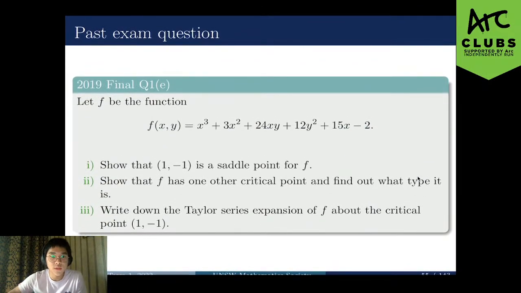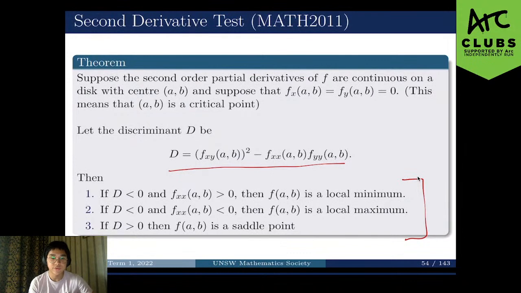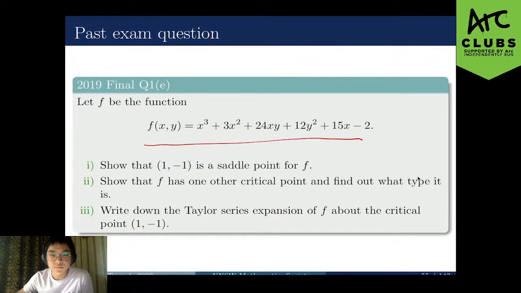So looking at this question, let f be this function. Suppose that (1, -1) is a saddle point for f. To prove this, we're going to use the second derivative test and prove that the discriminant is larger than 0. So we're going to have to find the second order partial derivatives and sub them in to find the discriminant. And if it's larger than 0, then we've proved that (1, -1) is a saddle point.